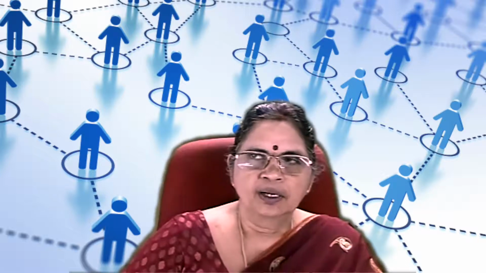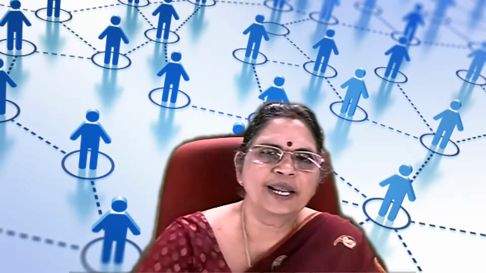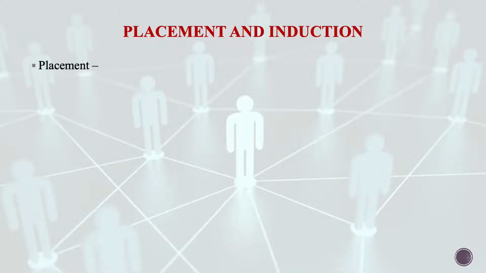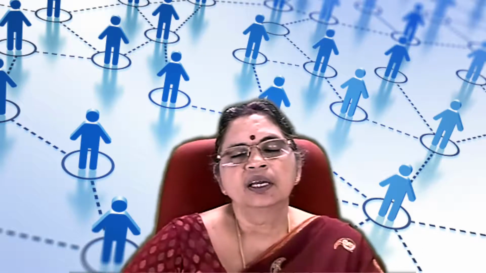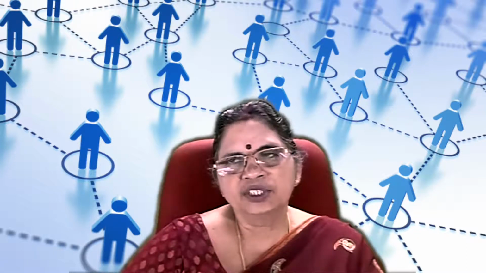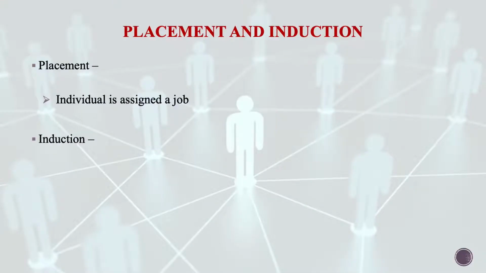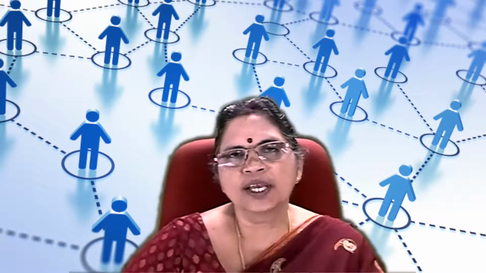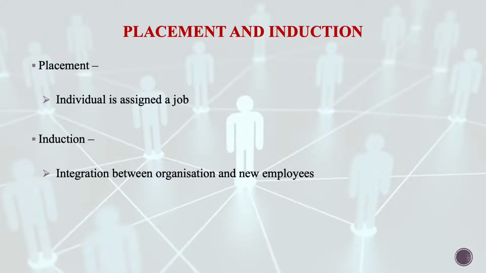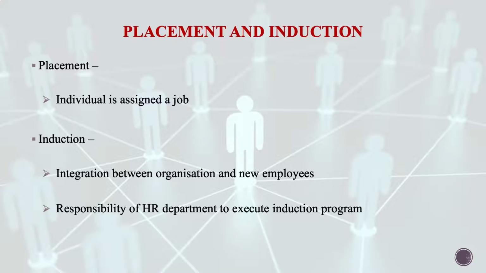Next what? Next comes the process of placement and induction. Placement is assigning a position to the individual. So here actually we identify a designation, we give a designation and place the individual in a job. That is placement. Then what is induction? Induction is also known as orientation. Induction is a process where we integrate between the organization and the employees. It is a responsibility of the HR department to execute the induction program.